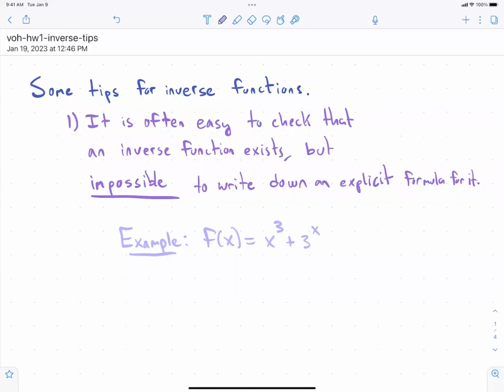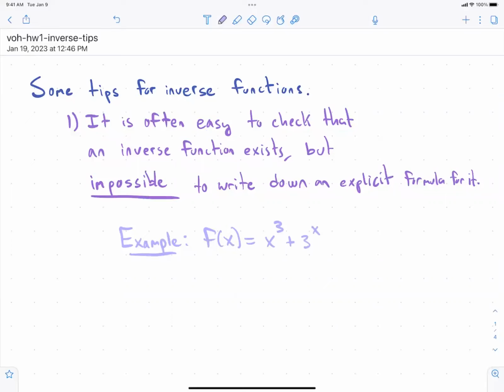Hello, everybody. I just want to give you some quick tips on inverse functions to answer some questions that have been coming up pretty commonly. So the first thing I want to mention is that it is often very easy to check that an inverse function exists. So say that there is a function f inverse, but it is impossible to write down an explicit formula for it, like to write it down in an explicit way using simple, well-known functions.